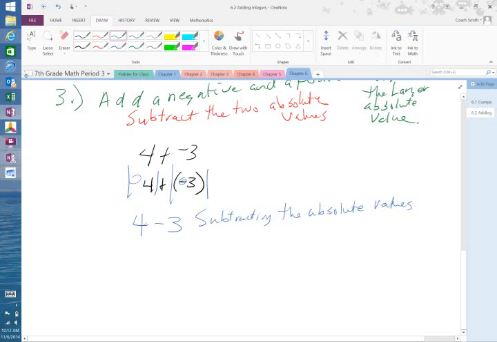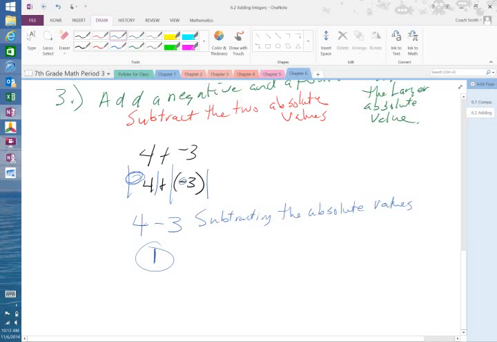Okay, what is 4 minus 3? 1. The 4 has the larger absolute value, so it's a positive 1. You don't have to put the positive sign. Okay, it's still just 1.